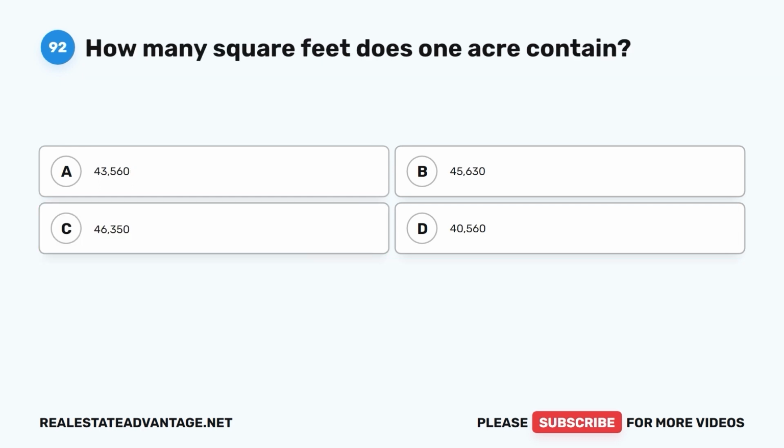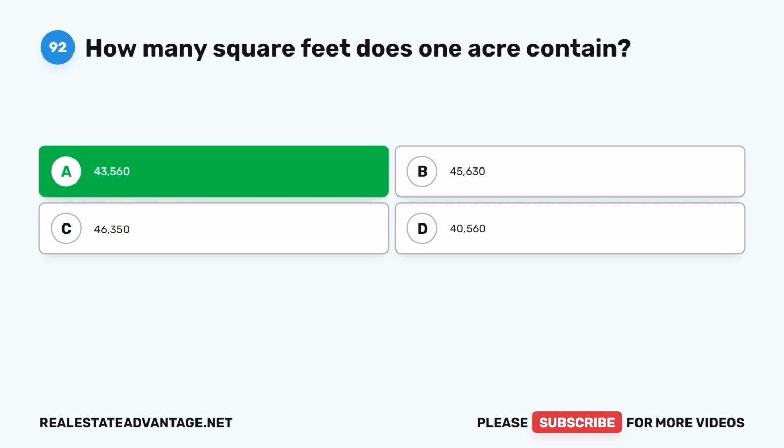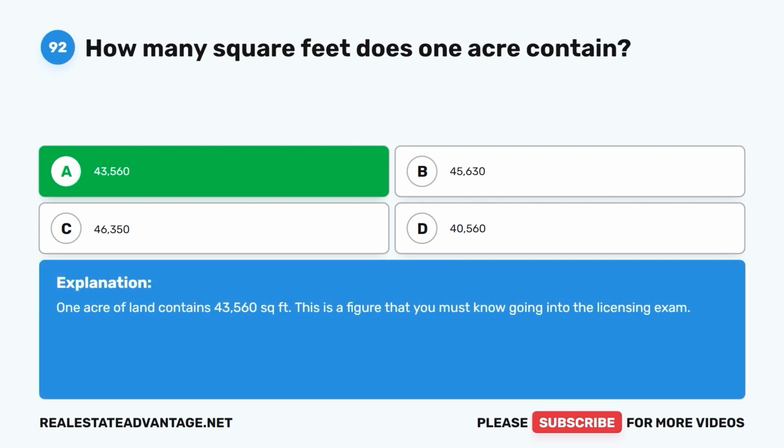$345,000. Question 92. How many square feet does 1 acre contain? A. 43,560. B. 45,630. C. 46,350. D. 40,560. The correct answer is A. 43,560. 1 acre of land contains 43,560 square feet. This is a figure that you must know going into the licensing exam.